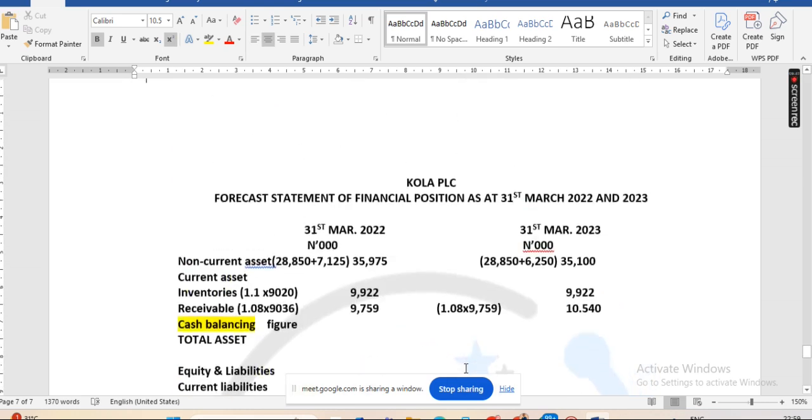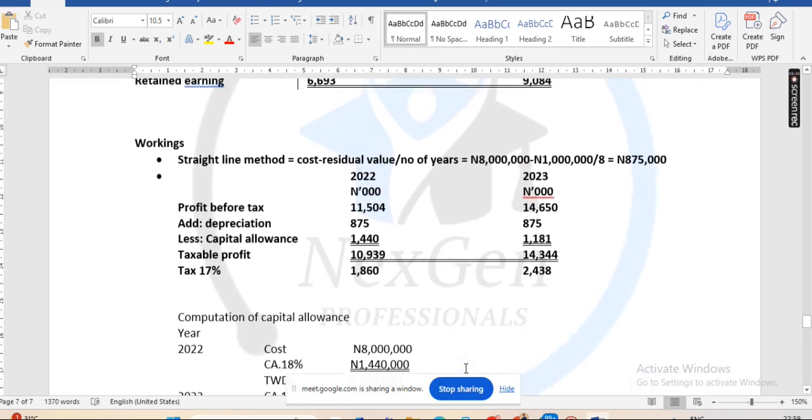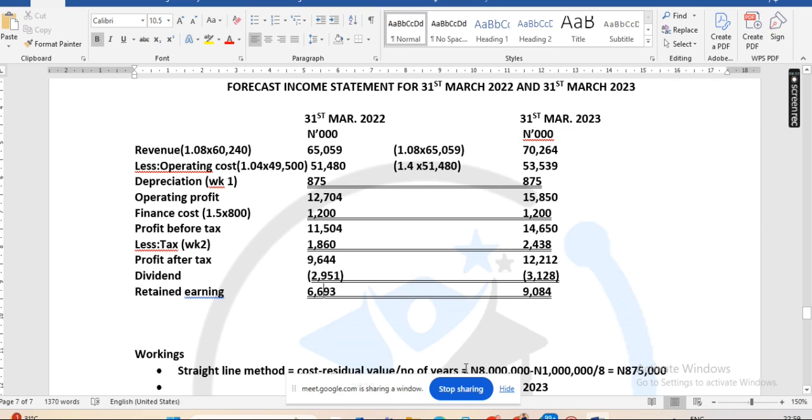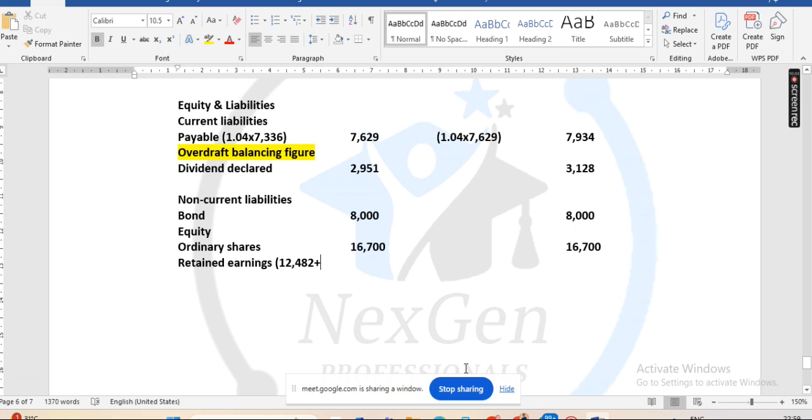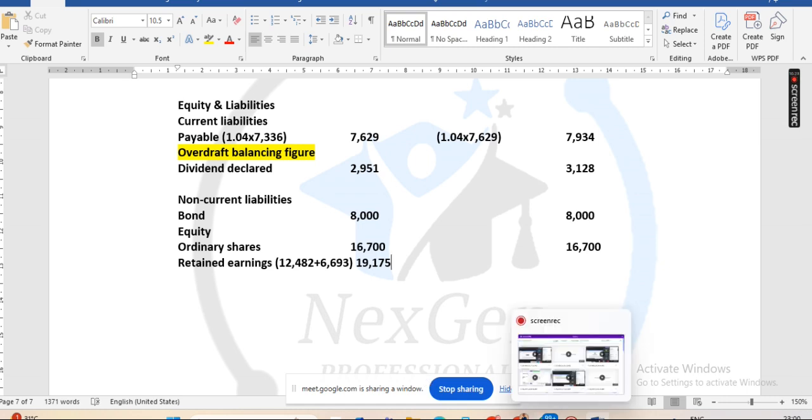So we go back to the financials, to the income statement. Where is the retained earning? The retained earning is 6,693. We add it together. 6,693. Give me the figure. 19,175. If you have a question, unmute your mic and ask your question.